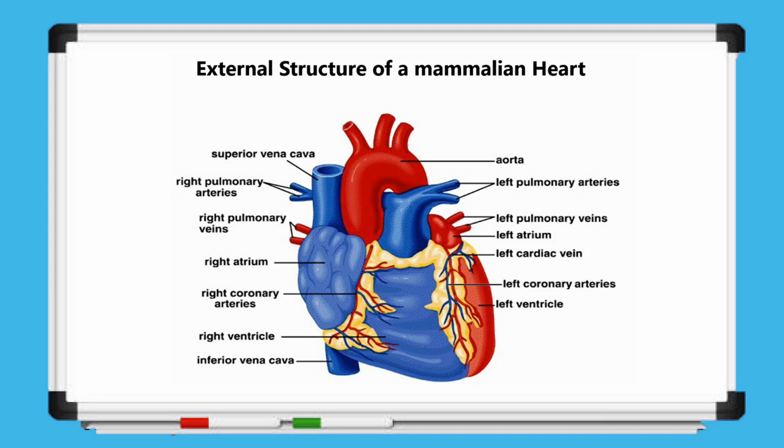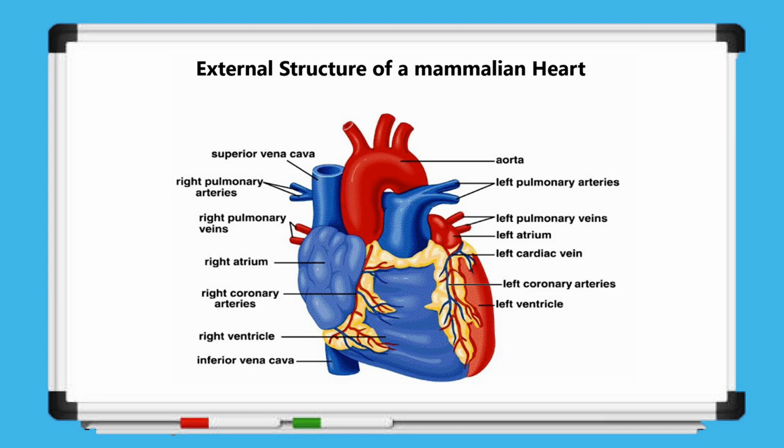On the other side, the right atrium collects deoxygenated blood from the superior and inferior venae cavae. The right coronary arteries deliver blood to the right side of the heart muscle. The right pulmonary arteries carry deoxygenated blood from the right ventricle to the right lung, and the right pulmonary veins return oxygenated blood from the lung to the left atrium. Finally, the right ventricle pumps blood into the pulmonary artery, starting its journey toward the lungs for oxygenation.